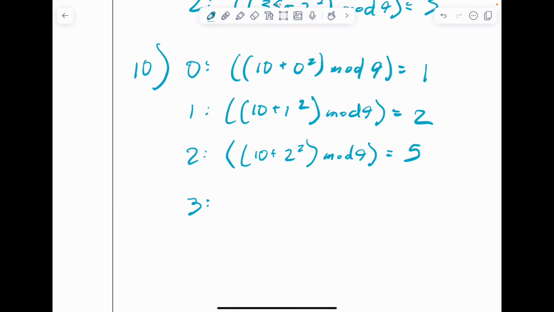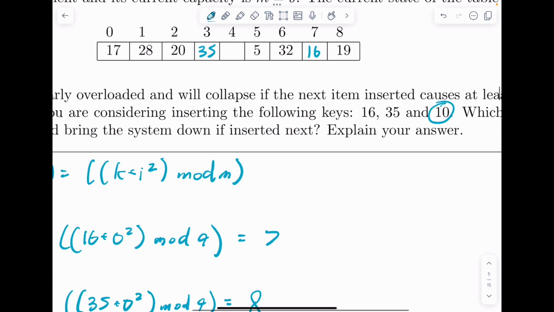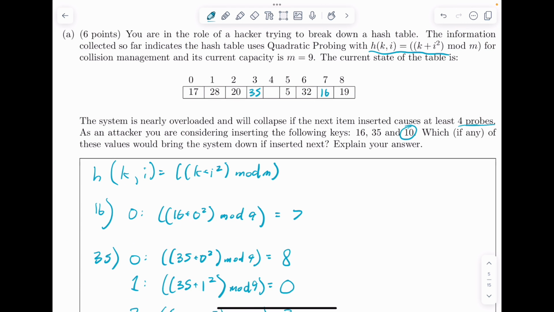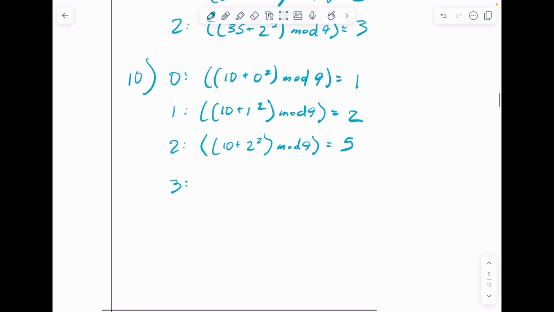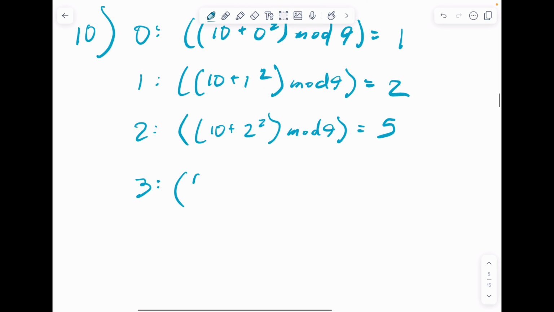which will bring down the table. That's what the problem said, after you do 4 probes. Wait, do they mean once you do the 4th probe, it brings down the table, or after you do the 4th probe? You know what? Let's just do this for the heck of it. Let's just see what happens. I'm pretty sure the answer is 10, and then this will also bring it down. But let's just see what happens.